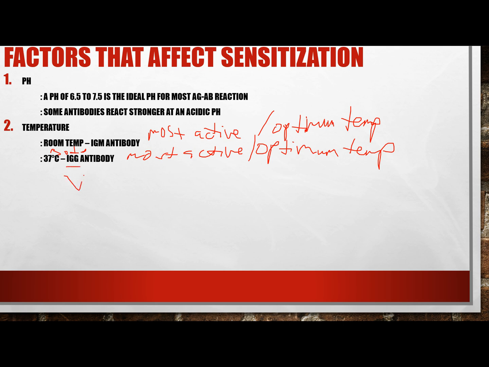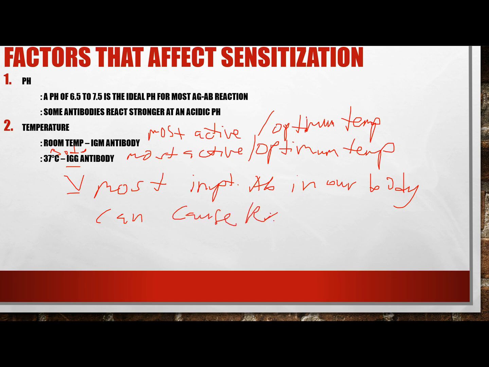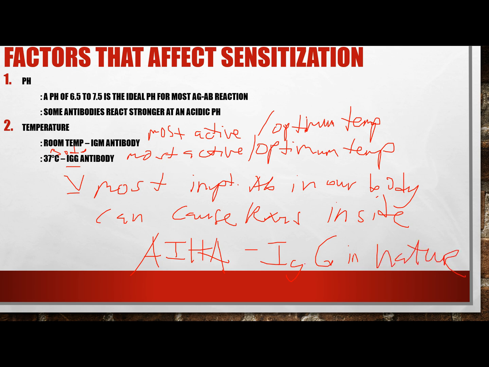That is why class IgG is the most important antibody in our body, because it can cause reactions inside our body. Its optimum temp is 37 degrees centigrade. So the antibodies that can cause autoimmune hemolytic anemia or AIHA are usually IgG in nature. So, take note of that. Temperature also plays an important role.